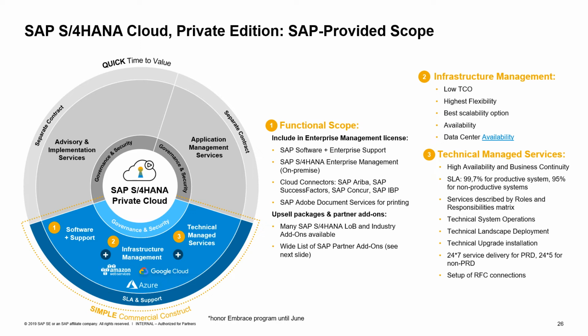Next, we have item 2, which is the infrastructure management, providing a very low total cost of ownership, the highest flexibility, and best scalable option. We have a data center availability here in this link. Next, we have the technical managed services that are provided by SAP. This ensures that there's high availability and business continuity because we have to guarantee in our contract 99.7% for productive systems, 95% for non-productive systems. The services described are in the roles and responsibility matrix.